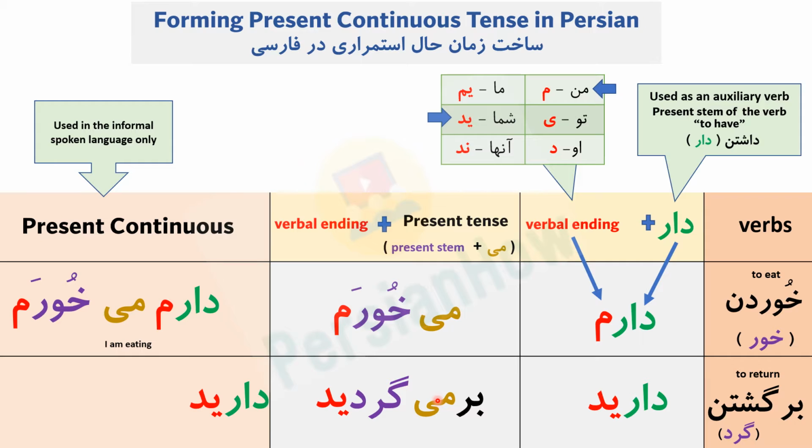Remember, with the compound verbs, the prefix mi comes between the non-verbal element and the verbal element. It does not come before. It comes in between because it needs to come before the verbal element. So دارید برمیگردید, right? دارید برمیگردید. It means you are returning.